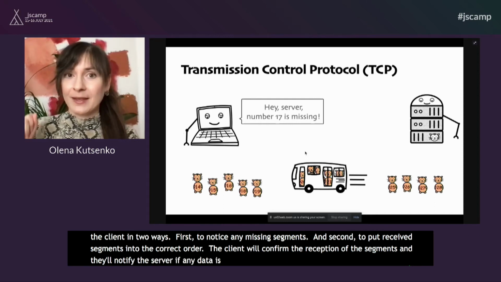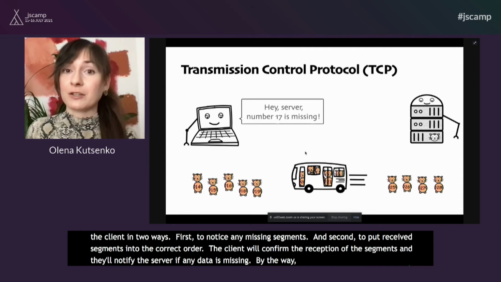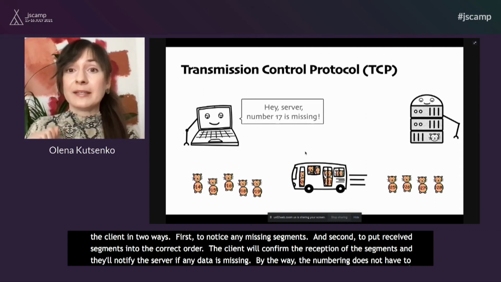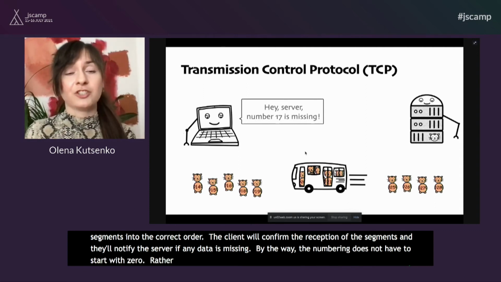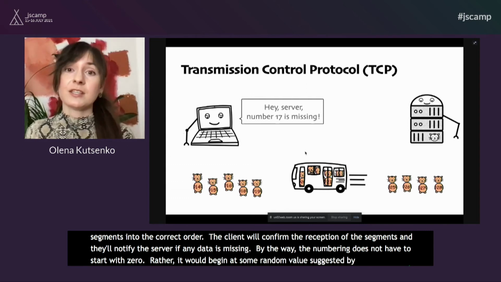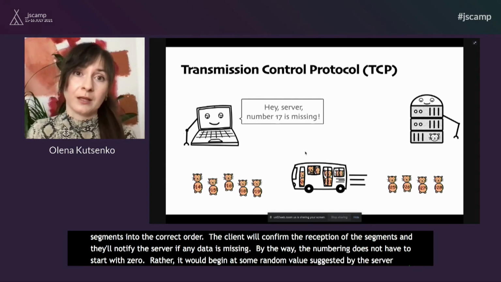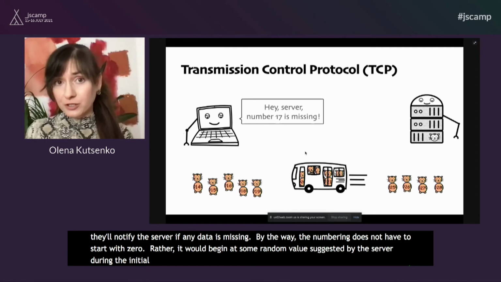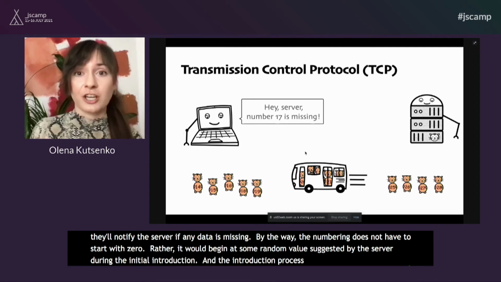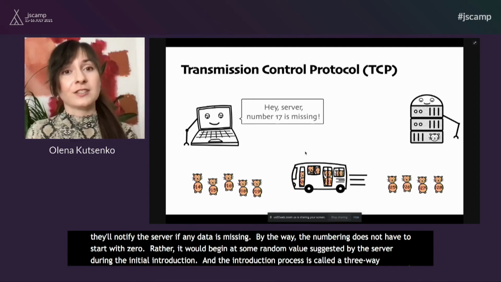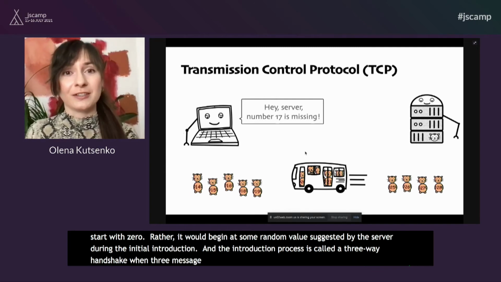By the way, the numbering does not have to start with 0. Rather, we begin at some random value suggested by the server during the initial introduction. And the introduction process is called a three-way handshake, when 3 messages are exchanged to start a connection.